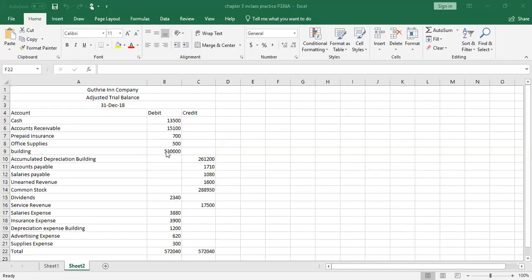As soon as this opens, I'll share the screen. So if you could get to page 172, and I'm going to share the screen now to my Excel. Okay, so there is Guthrie & Company.